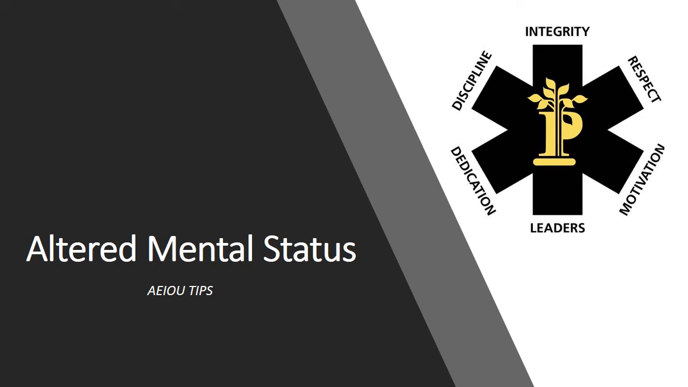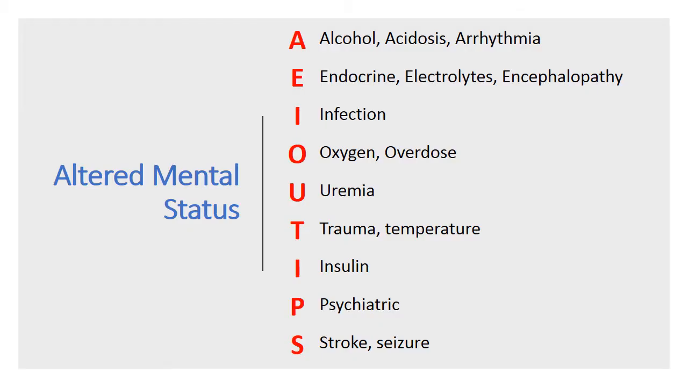This presentation is going to cover assessing the patient with an altered mental status using the acronym of AEIOU TIPS. As a reminder, A is alcohol, acidosis, arrhythmia; E for endocrine, electrolytes, encephalopathy; I for infection; O for oxygen and overdose; U for uremia; T for trauma and temperature; I for insulin; P for psychiatric; and S for stroke and seizures.